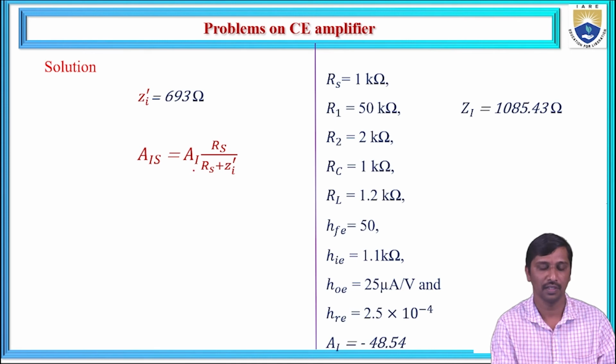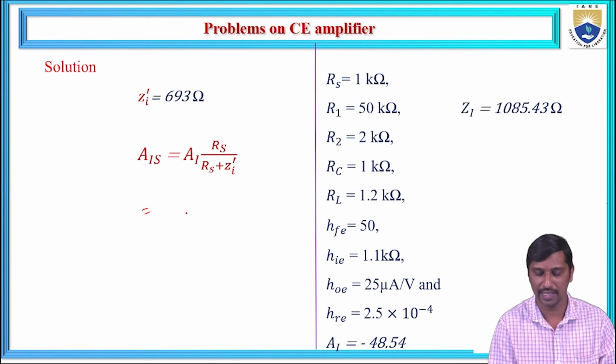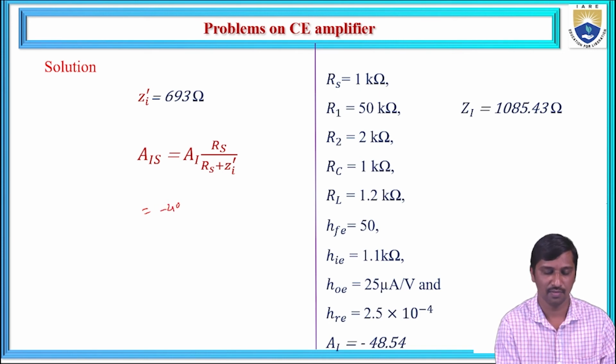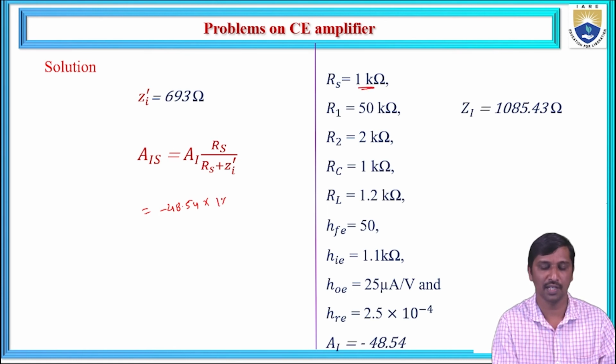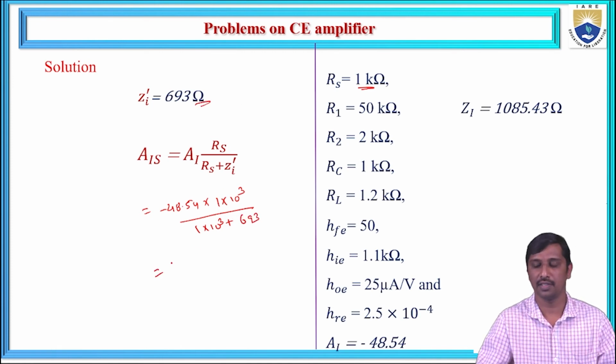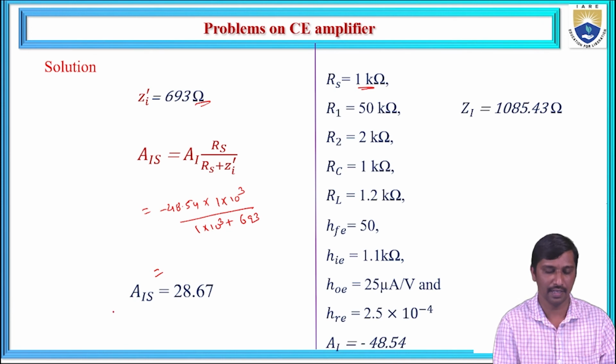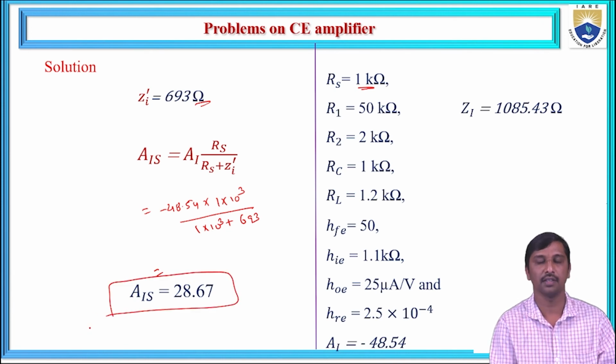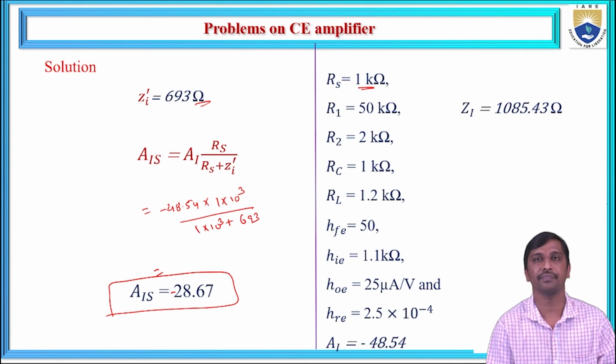Similarly, we need to calculate the current gain with respect to the source resistance, represented as AIS is equal to AA into RS by RS plus ZI dash. AA is minus 48.54 into RS, which is 1 kilo ohm, 1 into 10 power 3, divided by RS, again 1 kilo ohm, plus ZI dash, 693. If you solve this, it gives the current gain as minus 28.67.